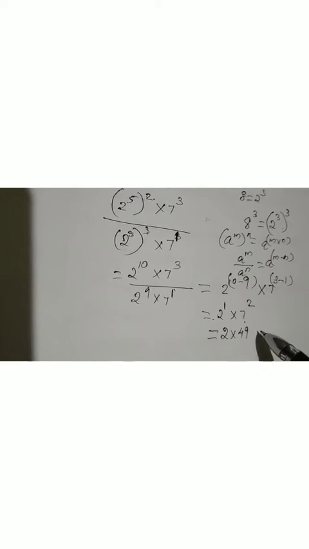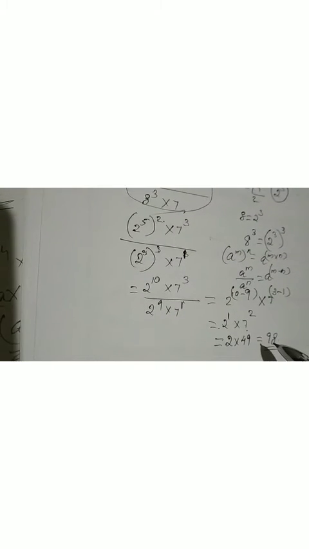So now we have to simplify this. That is, we have to find the value of this one. So 2 raised to 1 is 2, 7 square is 49. 2 times 49 is equal to 98. So the value of this statement is 98.